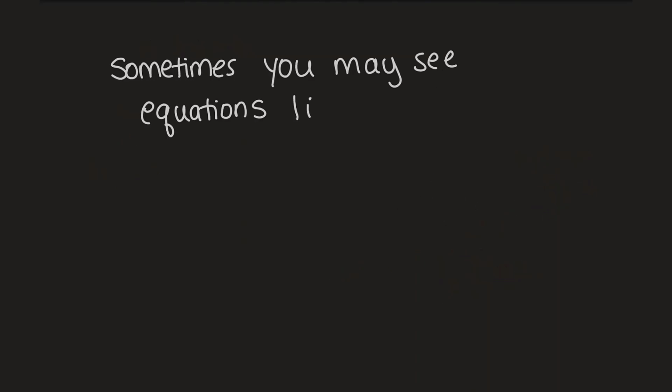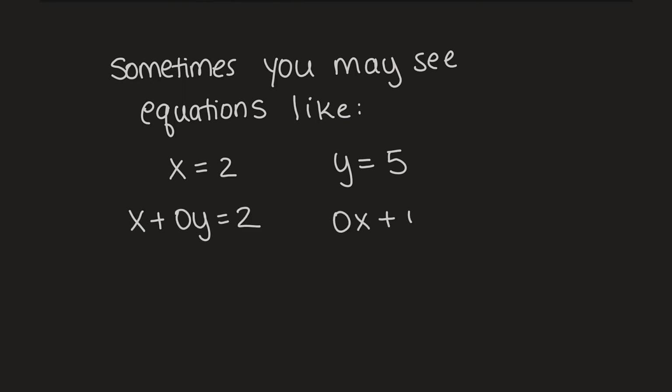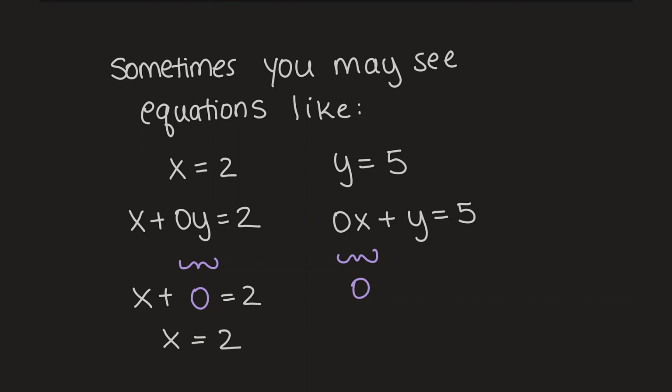Sometimes you may see equations like this. If it helps, we can rewrite these equations like x plus 0y equals 2 and 0x plus y equals 5. Since 0 times y is just 0 and 0 times x is also 0, this is the same as x plus 0 equals 2, which is just x equals 2. And the same thing for 0 plus y equals 5, which is just y equals 5. That's why we can rewrite the equation in this manner.